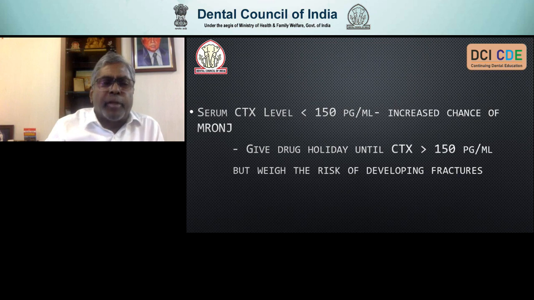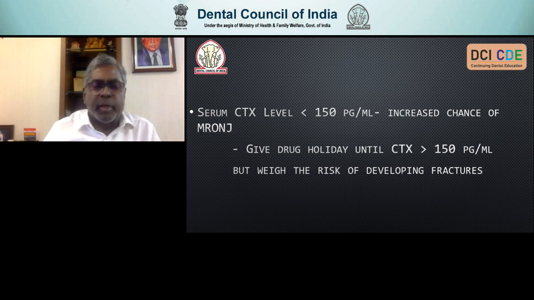And if the patient is on any medication, ask them to take a drug holiday. Ask them to stop the medication until the CTX level becomes more than 150 picograms per ml. However, you must be aware that there is a small additional risk of developing fractures. The patient has to be extremely careful.